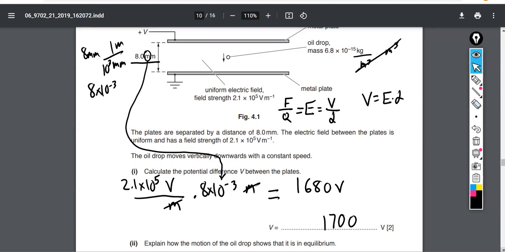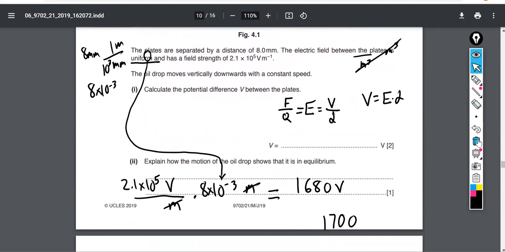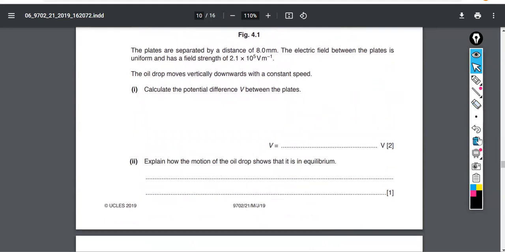All right, the question goes on to ask us to explain how the motion of the oil drop shows that it is in equilibrium. Using this question as a problem study, we can remind ourselves of the conditions for equilibrium. Students of physics will know that something is in equilibrium if there is no net force acting on it, and there is no net torque or no net moment.